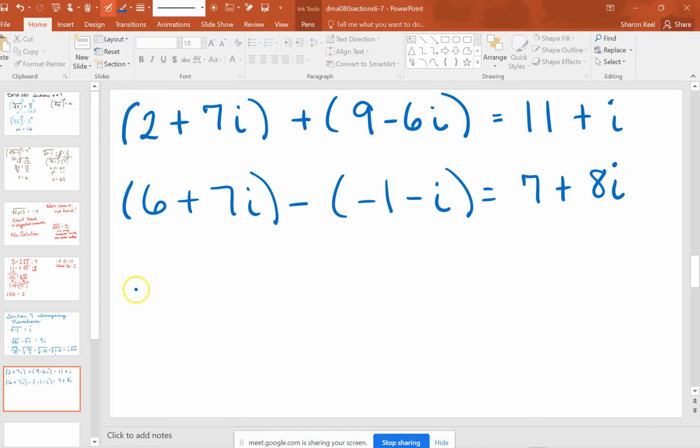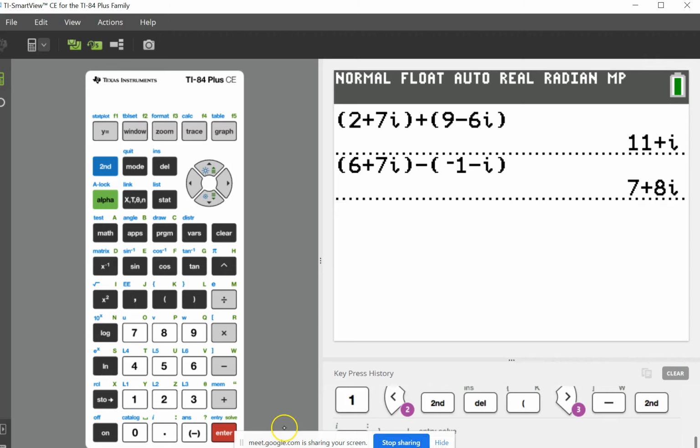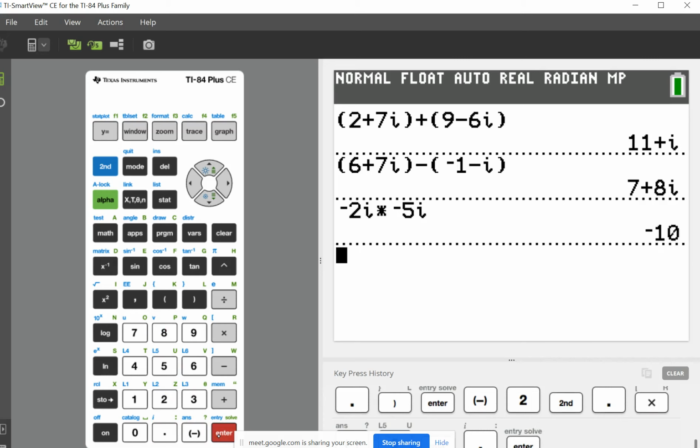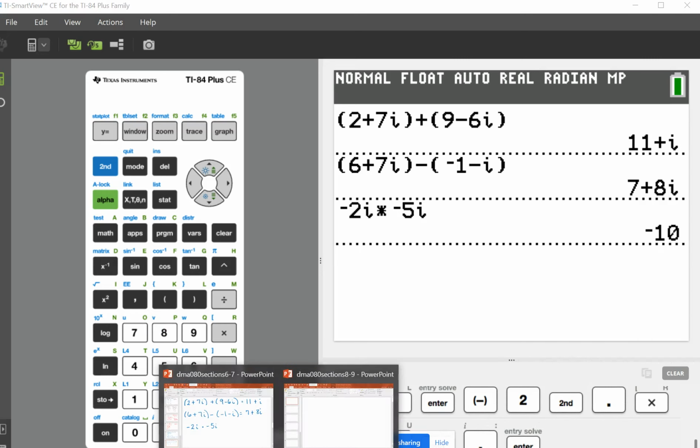Okay, let's do a multiplication. -2i times -5i. -2i times -5i. That gives us the number -10.